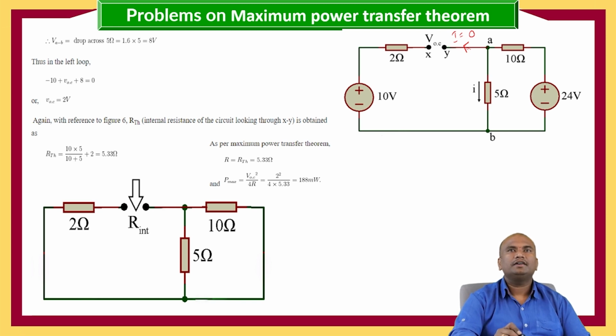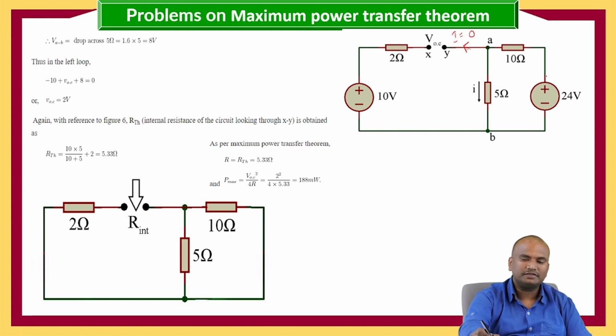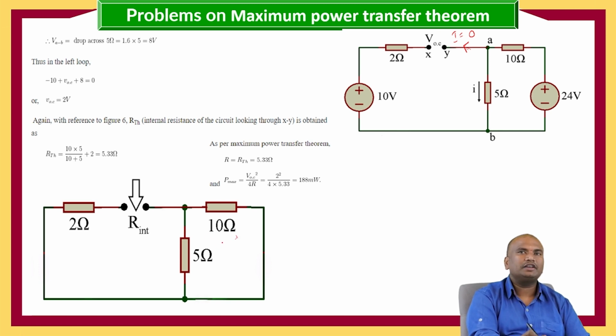Now we need to calculate the internal resistance of the circuit, or Thevenin resistance of the circuit. For that, we have to replace the voltage sources with short circuits. So here this 24 volts and 10 volts are replaced with short circuits. Between these two terminals, this 10 and 5 ohms are connected in parallel, and that combination is in series with 2 ohms. So RTH is equal to 10 into 5 by 10 plus 5 plus 2, which is equal to 5.33 ohms.